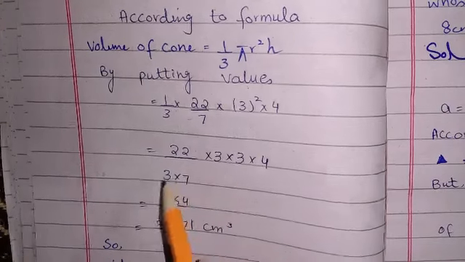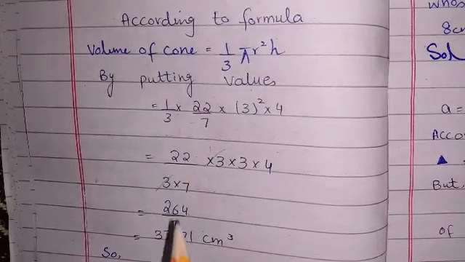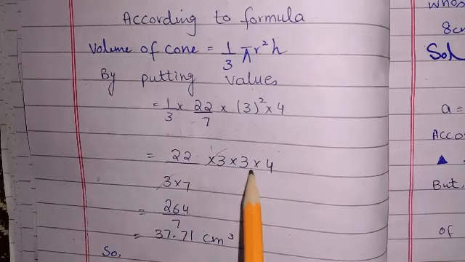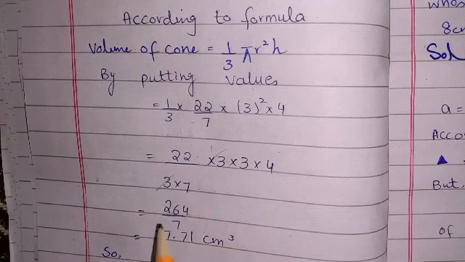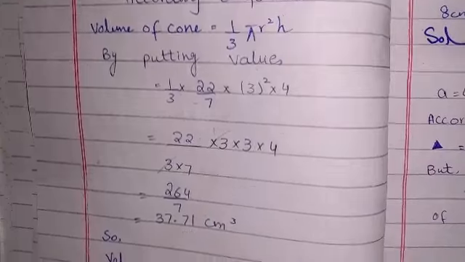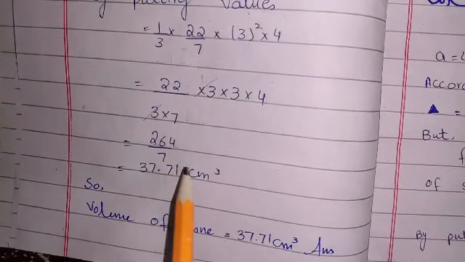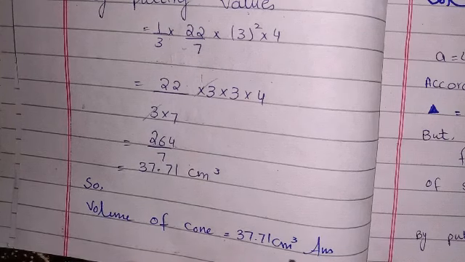Here is simplification. 3 1s are 3. Now students, we left 22 and 12 because 3 4s are 12. After the multiplication of 22 into 12, we got 264 over 7, because 7 is in the denominator. After the division, we got 37.71 centimeter cube. So volume of cone is equal to 37.71 centimeter cube.